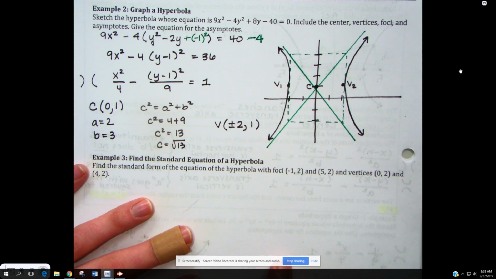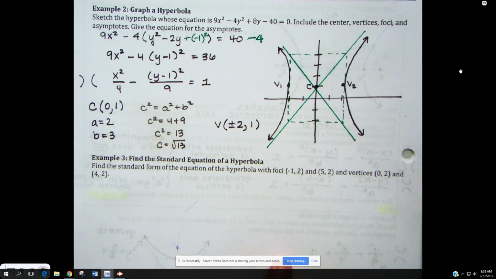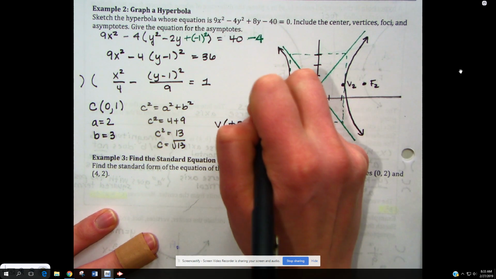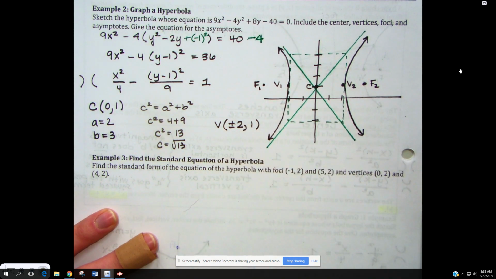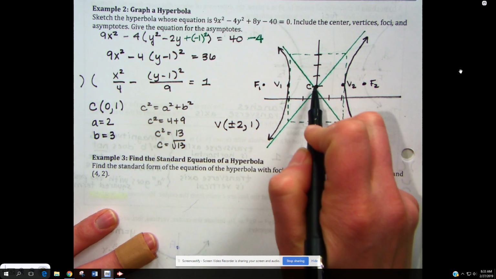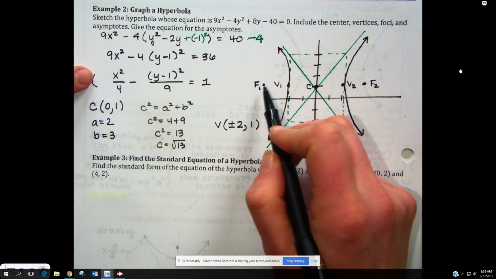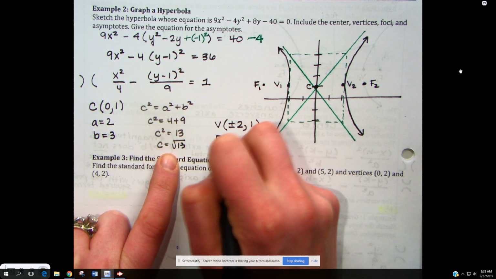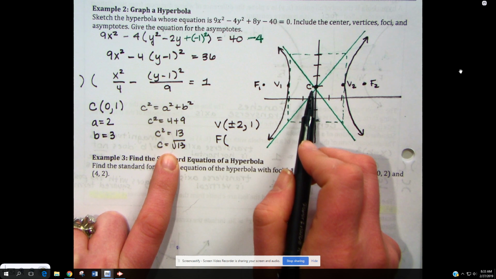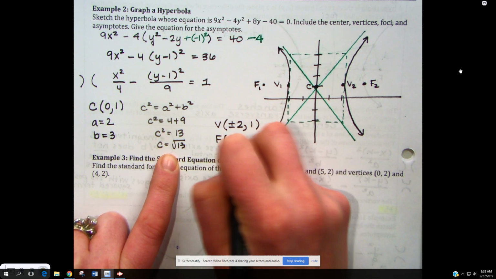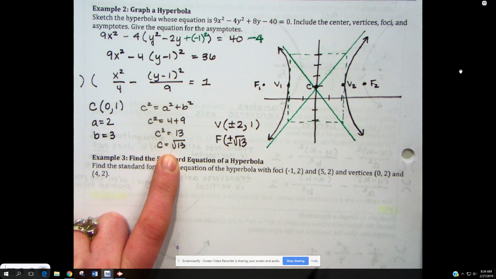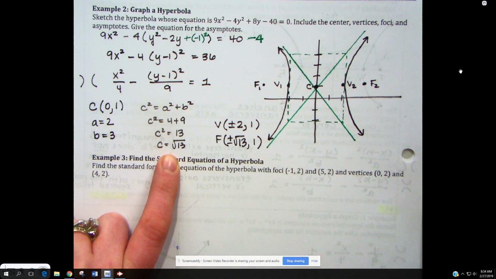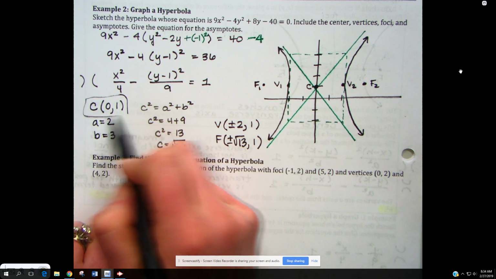I think I have a few more things to do, right? Center is set, vertices are labeled. My foci should be inside, right? We'll put focus 2 here, focus 1 there. And my focus is coming from the center, and it's moving right and left. So I'm going to take that plus or minus root of 13, and I'm going to add it to the x coordinate of my center. So plus or minus root of 13, 0 plus or minus root of 13, and it has to be aligned the same height, so at 1.